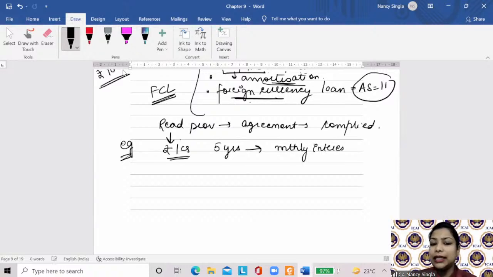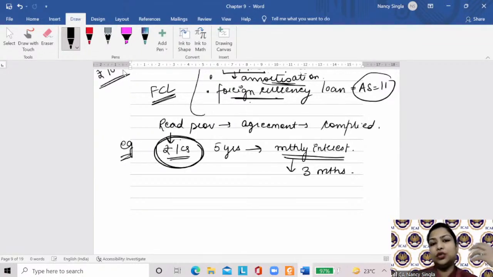Okay? And it contains a condition that if the client defaults in the payment of monthly interest for a continuous period of 3 months, then the entire amount of ₹1 crores needs to be paid immediately by the client. Okay? There can be a situation like this. Now I'm discussing an example.